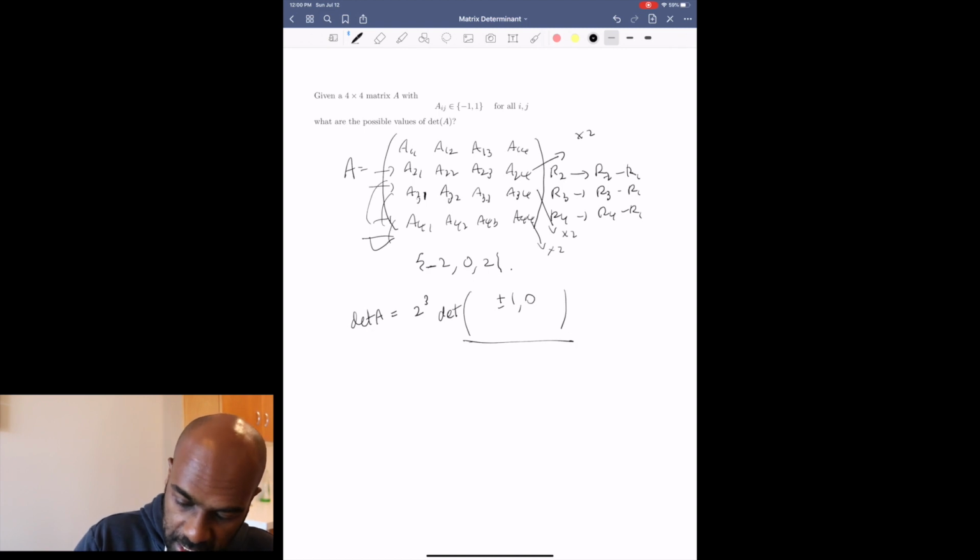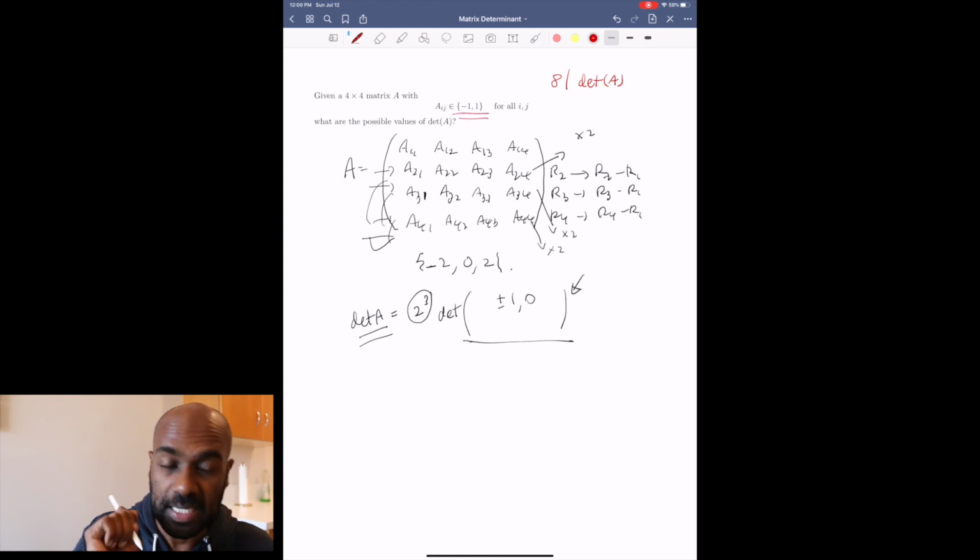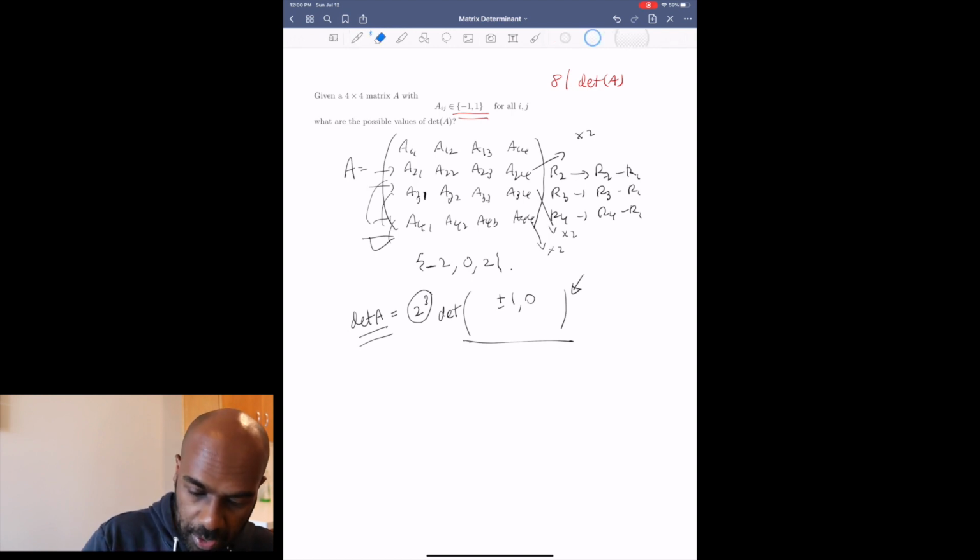Now this thing here is going to be an integer because all of its entries are integers. So this thing is going to be a multiple of 8. Let's at least record that as one of the things that we do know: the determinant of A is going to have 8 as a factor. So 8 divides the determinant of A. We know that the determinant of A is actually an integer because its entries are all integers, so it has to be a multiple of 8. All right, so that's a great start.